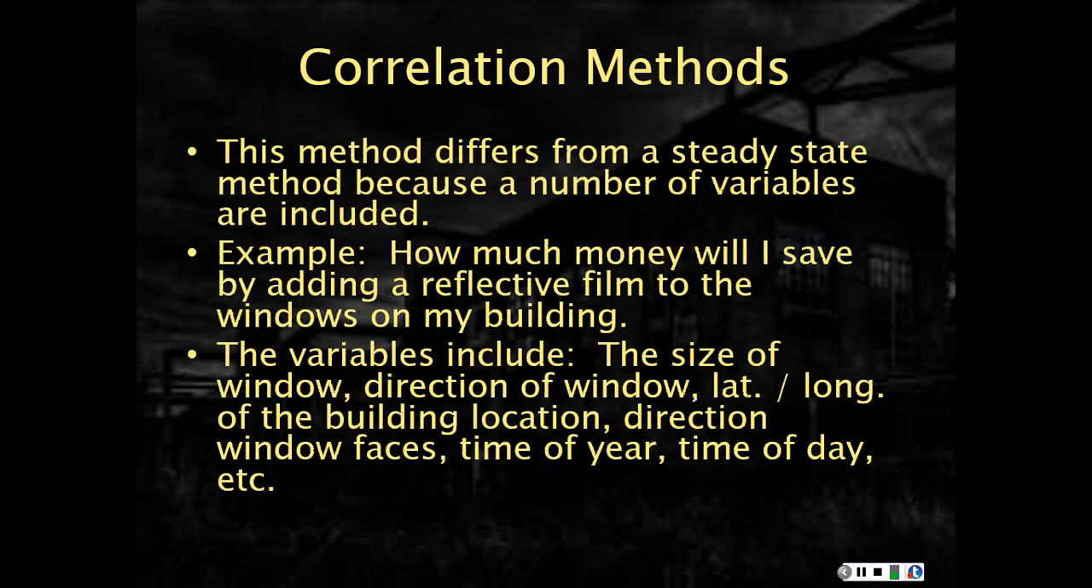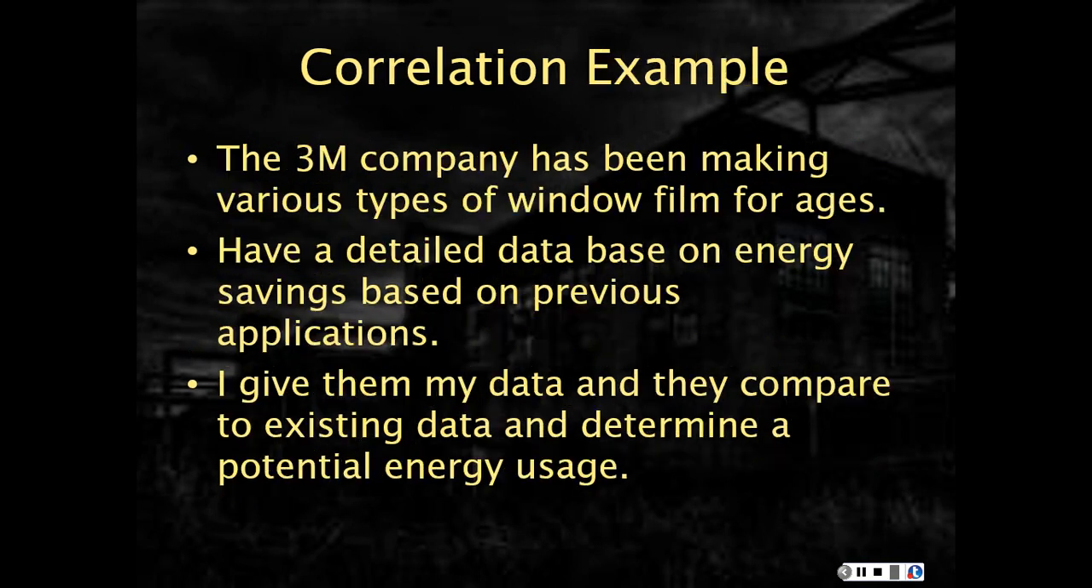This method differs from the steady state method because a number of variables are included. For example, how much money will I save by adding a reflective film to windows on my building? The variables could include the size of the window, the direction of the window, the latitude and longitude my building sits at, the time of the year, the time of the day, etc. You can see the laundry list of variables is up there. I don't have just a single major variable.